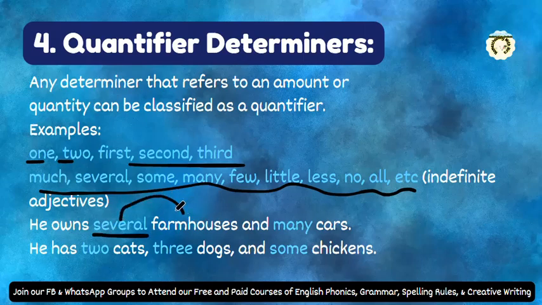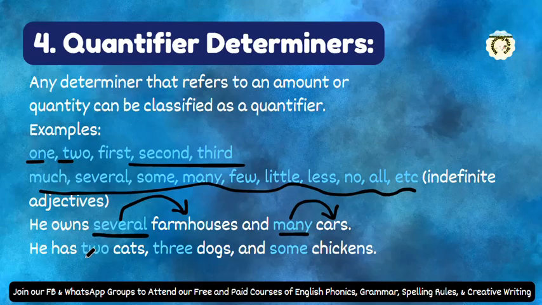Several is giving information about farmhouses, and many cars. Now this word several is giving us information about the quantity of farmhouses, but the quantity is not defined. So we can also say that this is an indefinite adjective or simply quantifier determiner. Many is also not giving you an exact number, but it is giving you the information that he has many cars. This is why it's a quantifier.